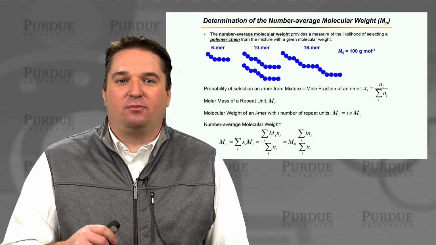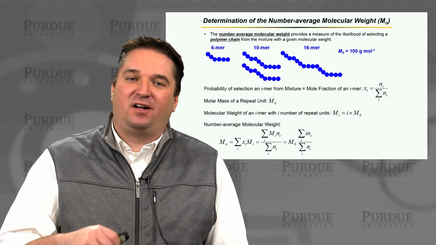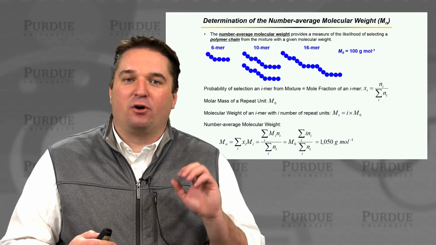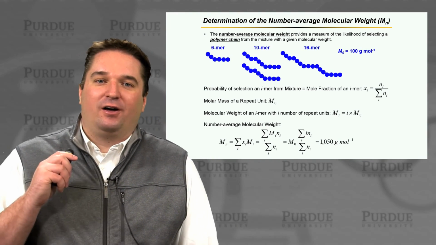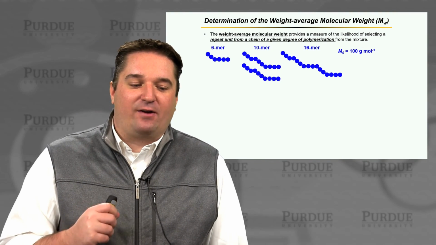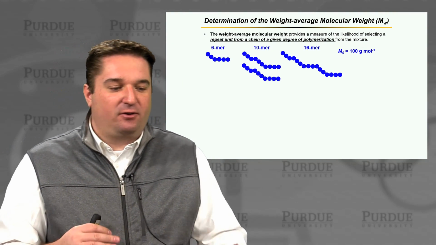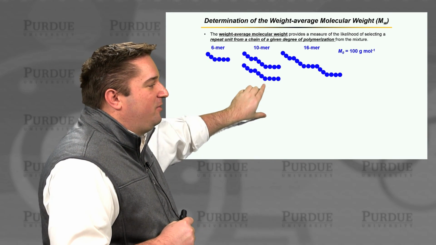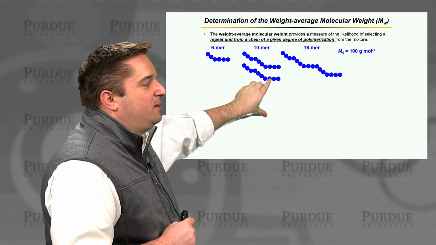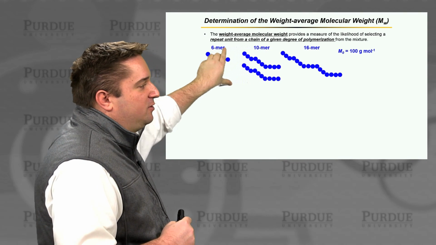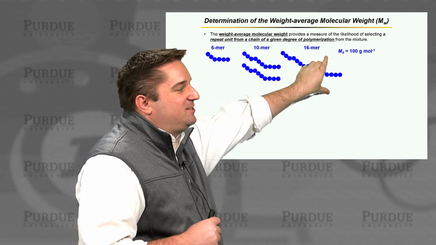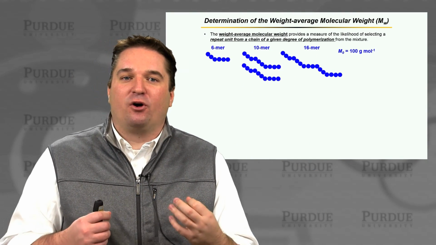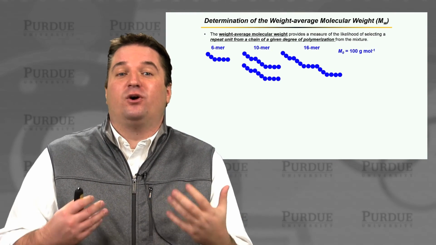Another way we can think about molecular weight is not to say what's the likelihood of pulling out a single polymer chain, but what's the likelihood of pulling out an i-mer. And that's called the weight average molecular weight. So now, if we have a repeat unit of a given molecular weight, we can say, what's the likelihood that I'm going to pull out this particular repeat unit right here? Now, there's more repeat units on a 10-mer than there is on a 6-mer, and there's more repeat units on a 16-mer than on a 10-mer. So we're going to have a higher likelihood of pulling out an i-mer on one of the longer polymer chains. So we're going to weight those more.